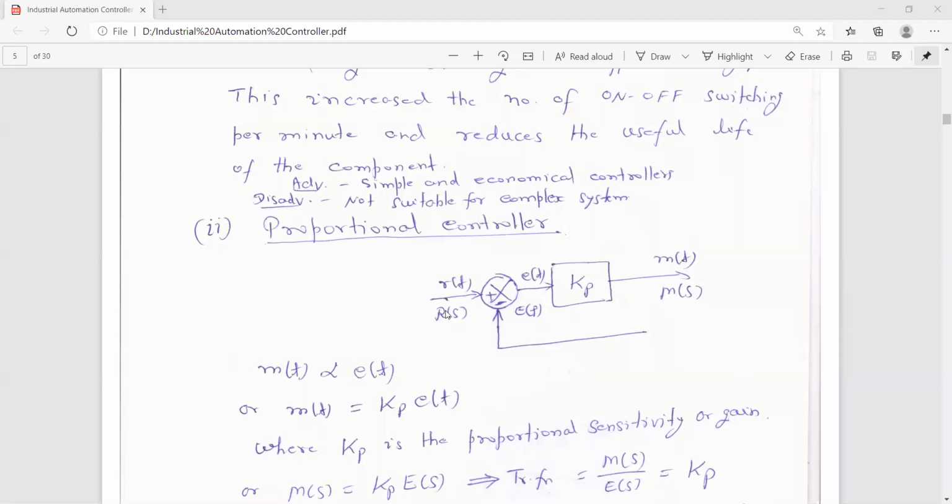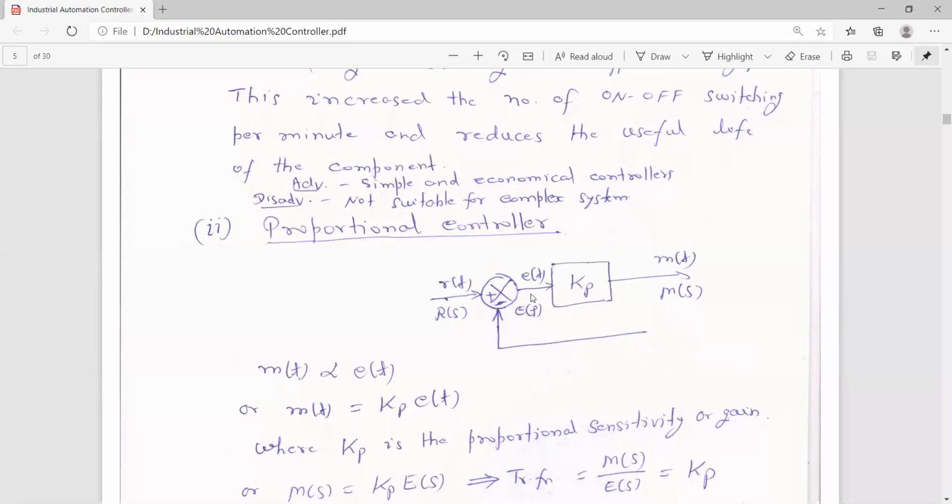So this is about the on-off controller. Now, the second one is the proportional controller. This is again a very simple controller. Here, first of all, we will see how to obtain the transfer function, then individually we will discuss their advantages and drawbacks.